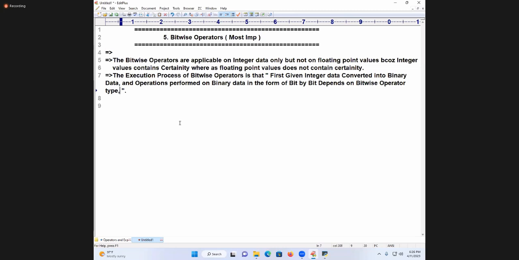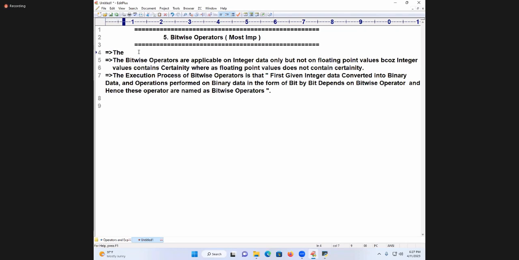And hence these operators are named as what operators? Bitwise operators. The name itself, now you understand: bitwise. Bit by bit operations will be carried forward. That's why they are named as which operator, students? Bitwise operators. So what is the use of bitwise operators now?